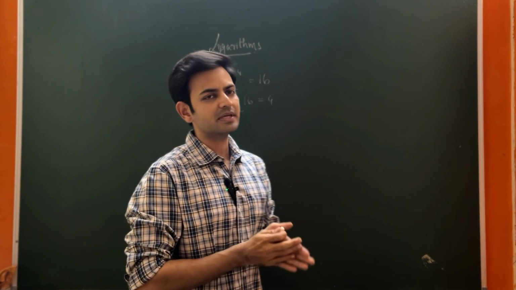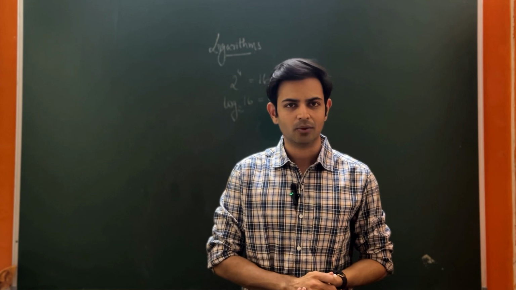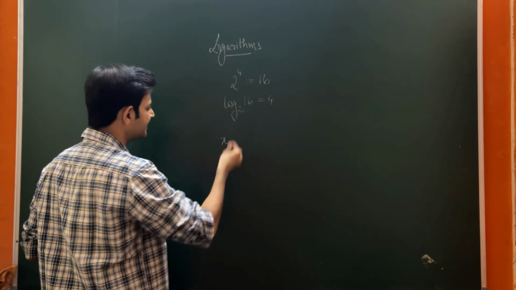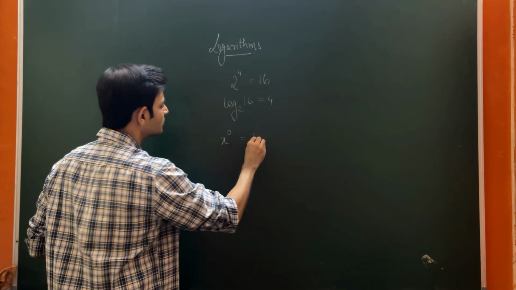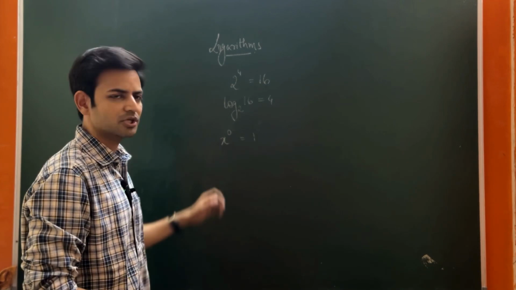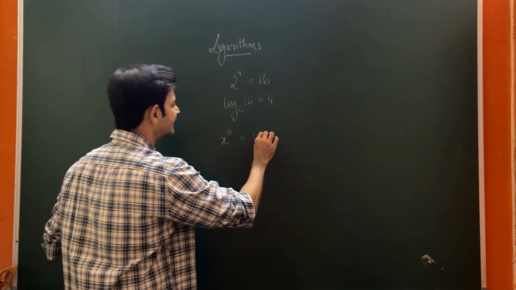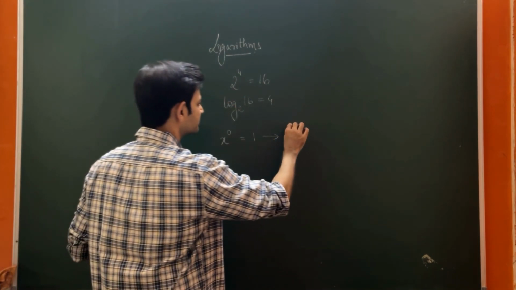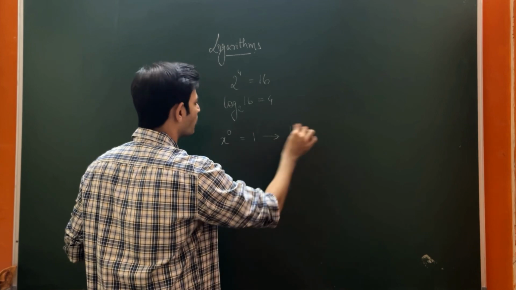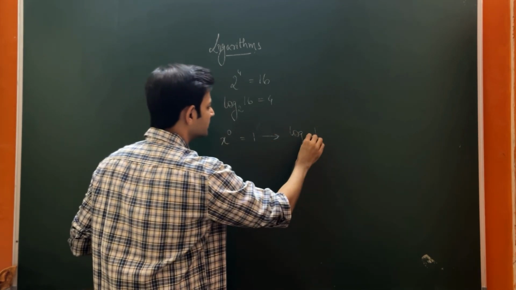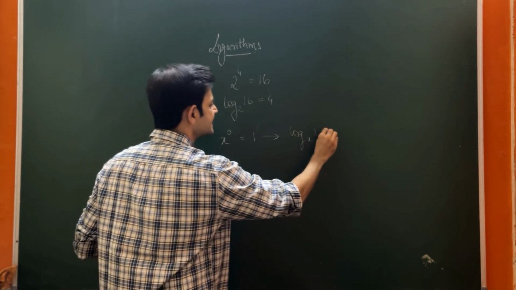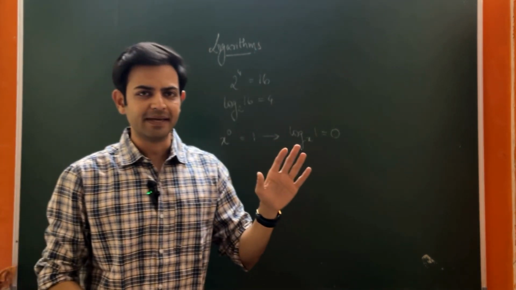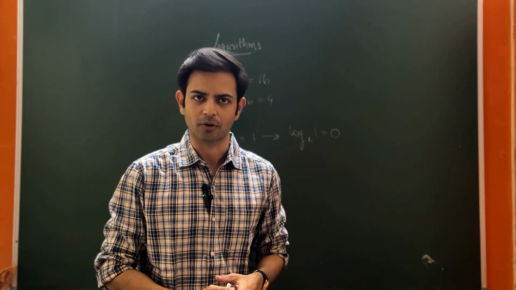Now, a few results are important to understand in logarithms. For example, anything to the power 0 is equal to 1. This is our normal exponential form. So if I have to write this in logarithmic form, then it will become log of 1 to base x is equal to 0. So log of 1 in any base will be equal to 0.